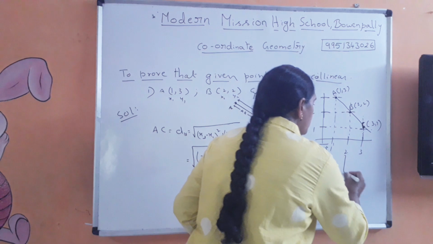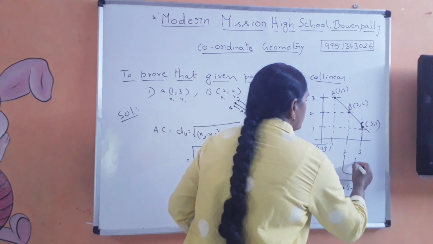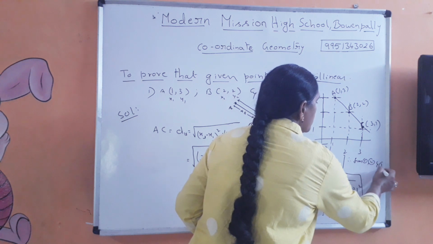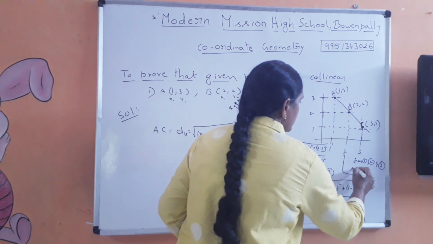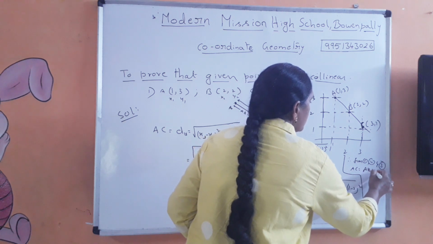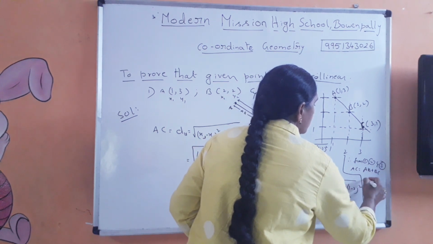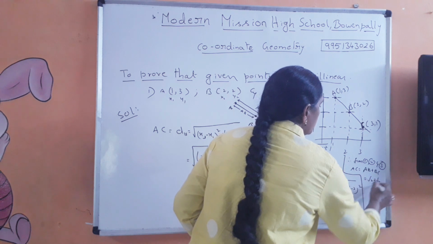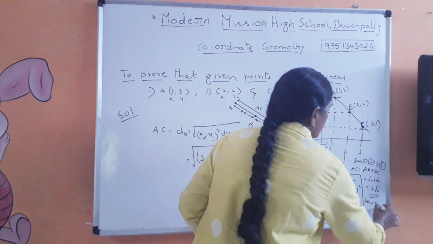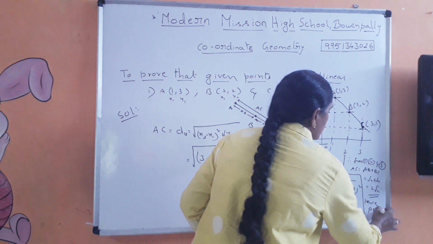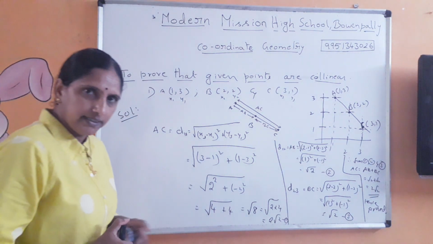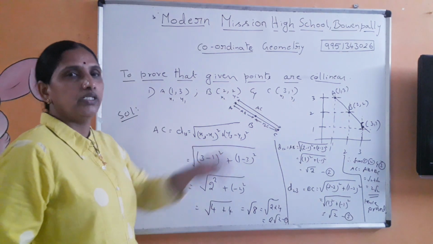So how to write the conclusion here? Therefore, from equations 1, 2 and 3, you can say that AC is equal to AB plus BC. That is equal to root 2 plus root 2, which is equal to 2 root 2. Hence proved. Hence proved that the 3 points are collinear.